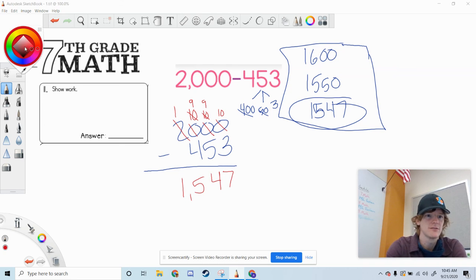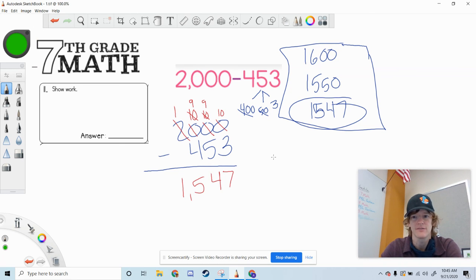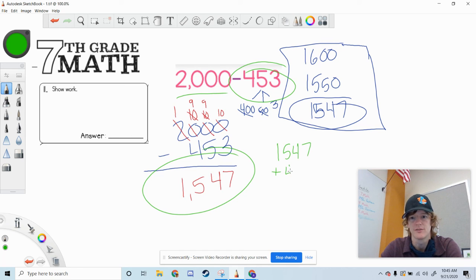Now let's go ahead and check our work. I know that if I'm doing a subtraction problem, this plus this should equal 2,000. So let's see, 1,547 plus 453, that'll be a 10, that'll be a 10, that'll be a 10, and that's a 2. So it checks out. The math works. Our answer is 1,547.